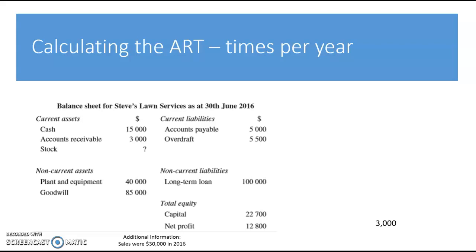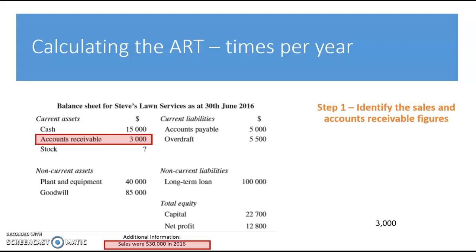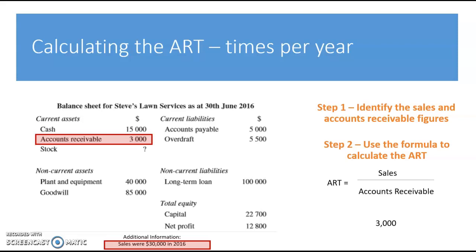Let's first have a look at the number of times per year. So in this case, we're given a balance sheet for the business. Step 1, we need to identify the sales figures and the accounts receivable figures. Because it's a balance sheet, we can get the accounts receivable from the current assets, whereas we have to look for the additional information to get the sales figure. Step 2, we just use the formula that we're given in the exam to calculate the number of times per year. So it's sales divided by accounts receivable. In this case, the $30,000 in sales divided by the $3,000 in accounts receivable, giving us 10 times per year.